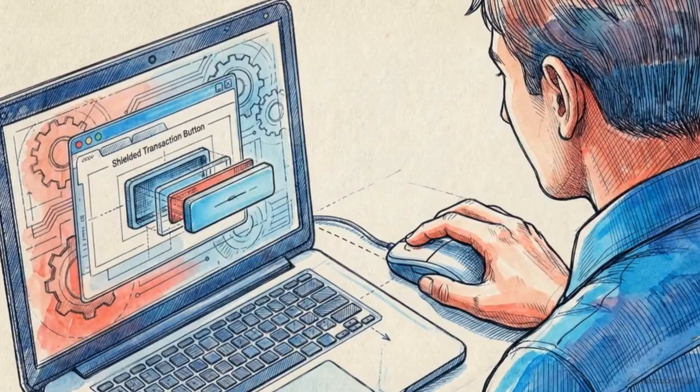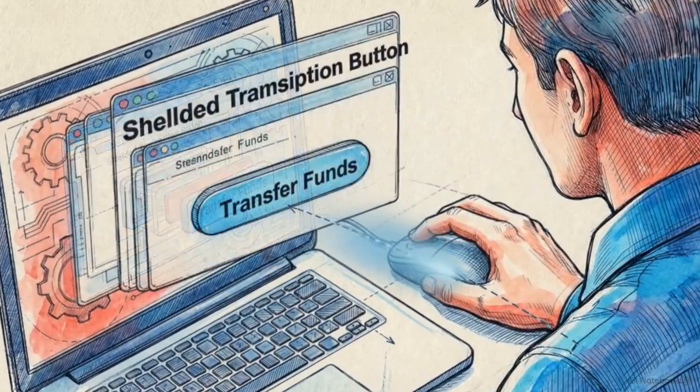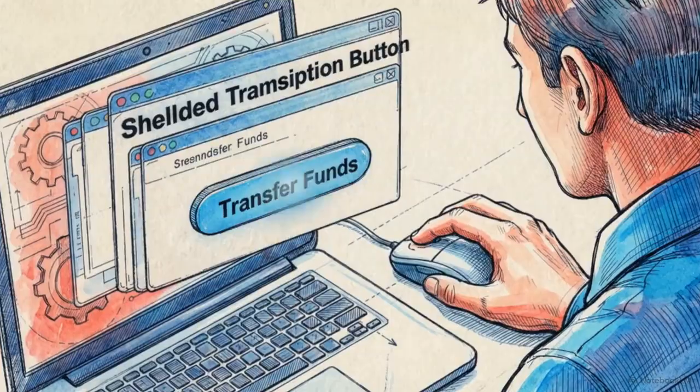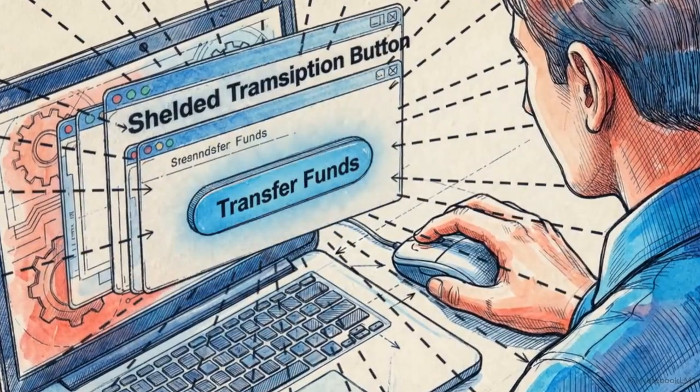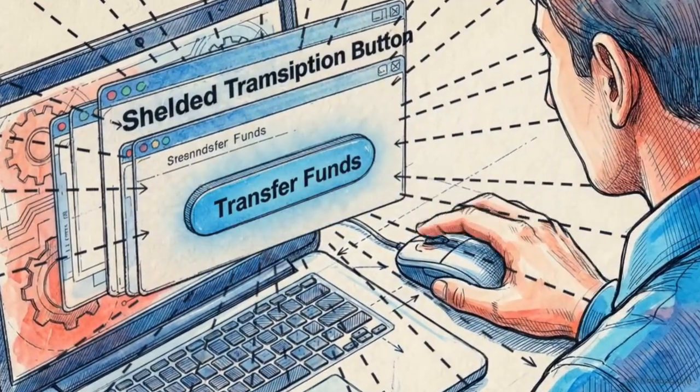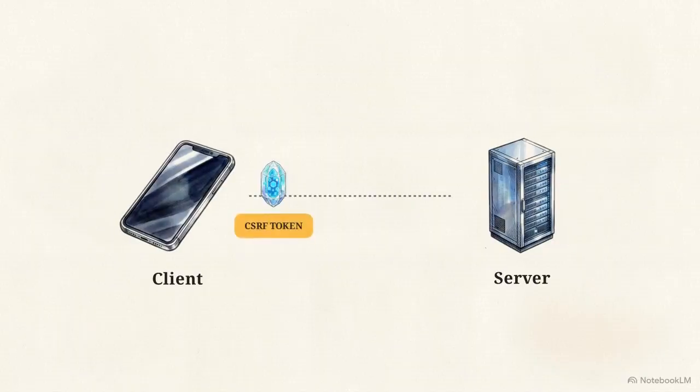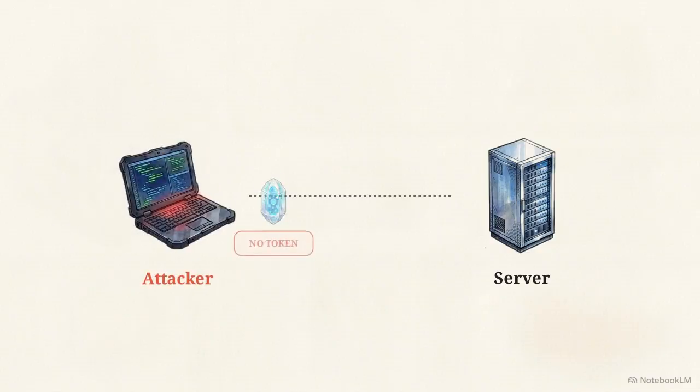When you submit a sensitive request, like a funds transfer or a password change, modern web applications protect that action using a CSRF token. This is a unique, cryptographically secure value exchanged between the client and the server to validate the request. The engineering assumption here is straightforward. Because an external attacker cannot predict or forge this cryptographic token, the state-changing request is entirely safe from manipulation.